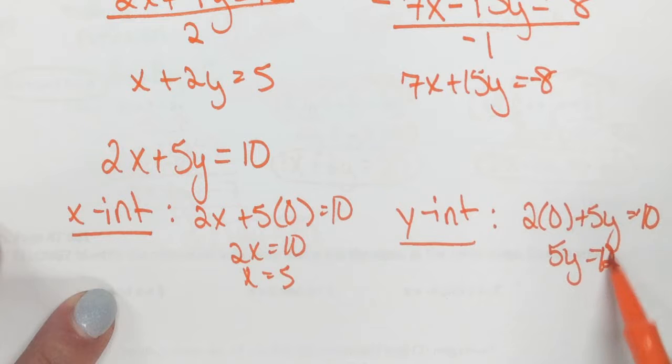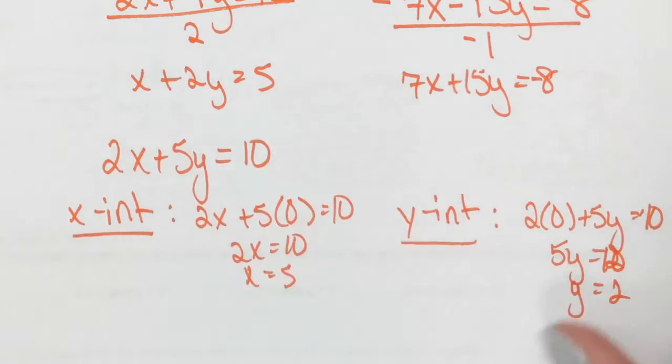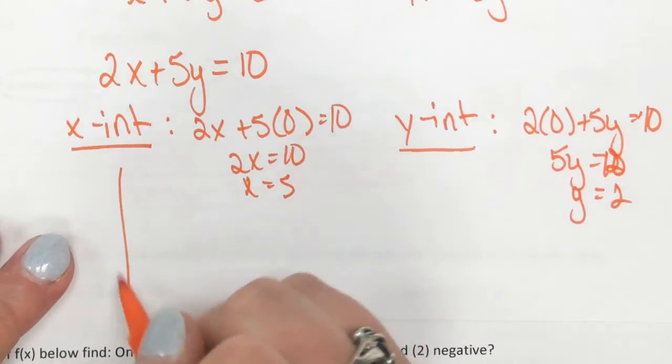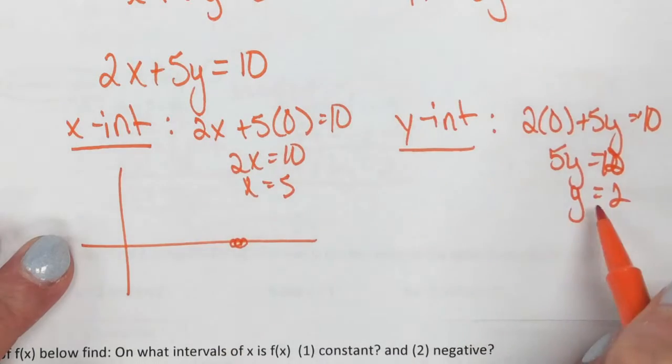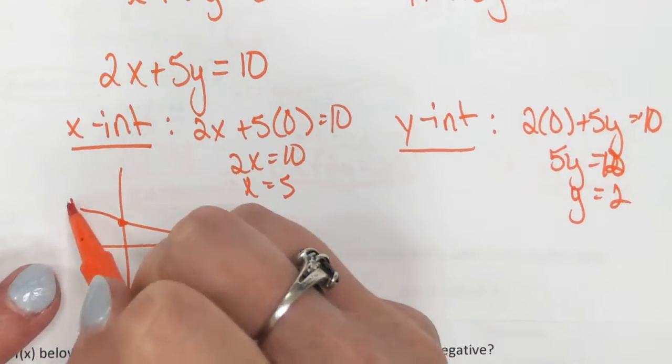And then you just graph those 2 points and connect them, right? Y'all okay? For graphing using the intercepts, you would go to the x-axis at 5 over here, and you go to the y-axis at 2, and then you just connect them. Make sure you put arrows on the end.